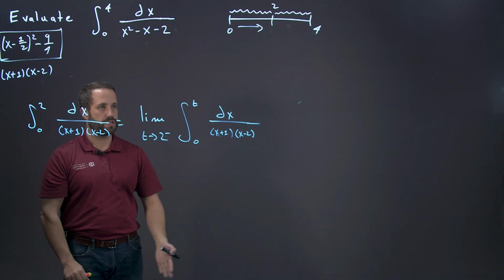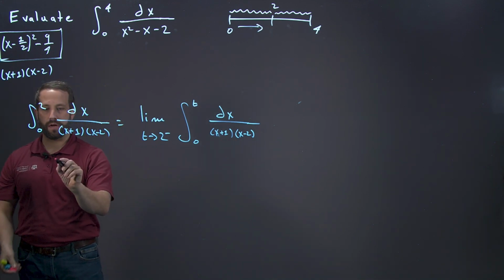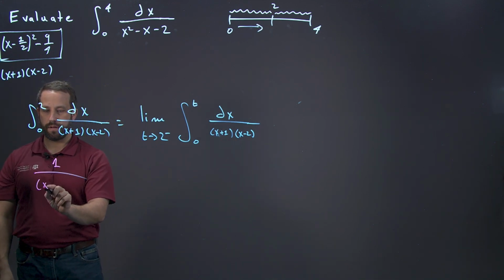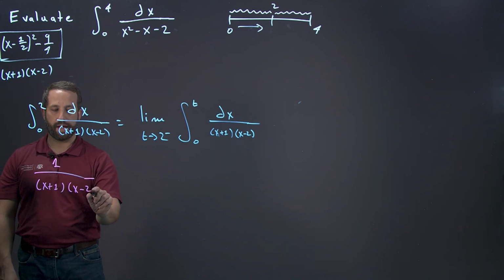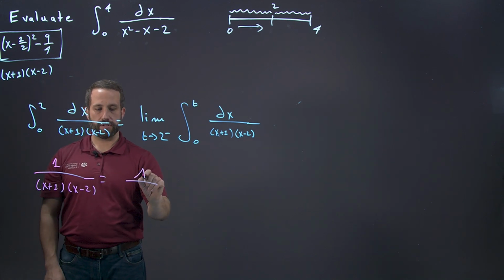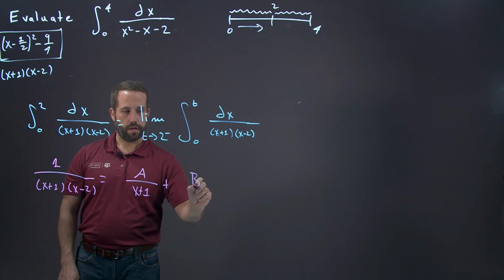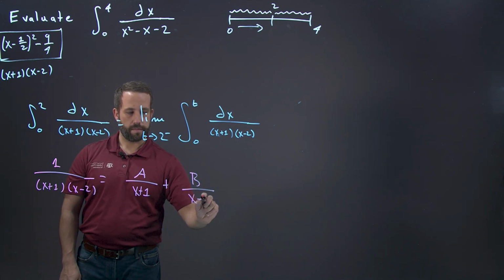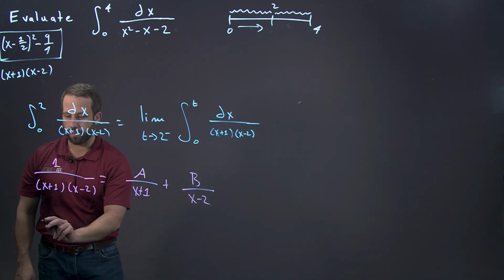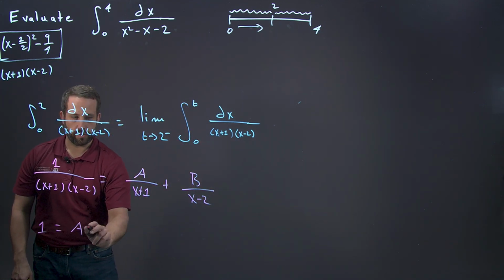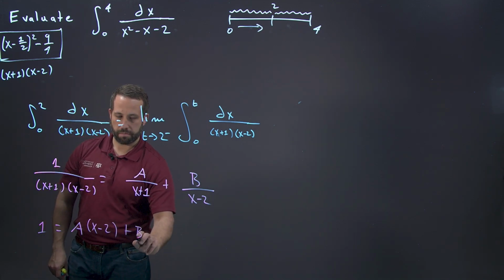One way that I have it written here suggests partial fractions. So let me do a little partial fractions scratch work down here. I'm going to have 1 over (x plus 1) times (x minus 2). These are linear factors, so this is going to be A over x plus 1 plus B over x minus 2. If I clear denominators, I end up with 1 is equal to A times (x minus 2) plus B times (x plus 1).